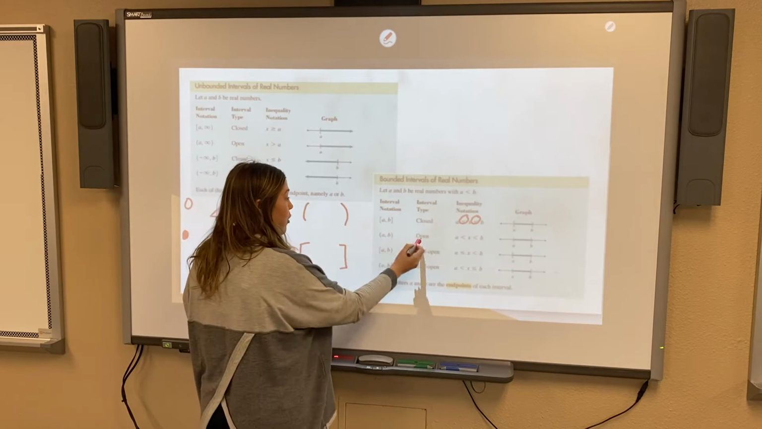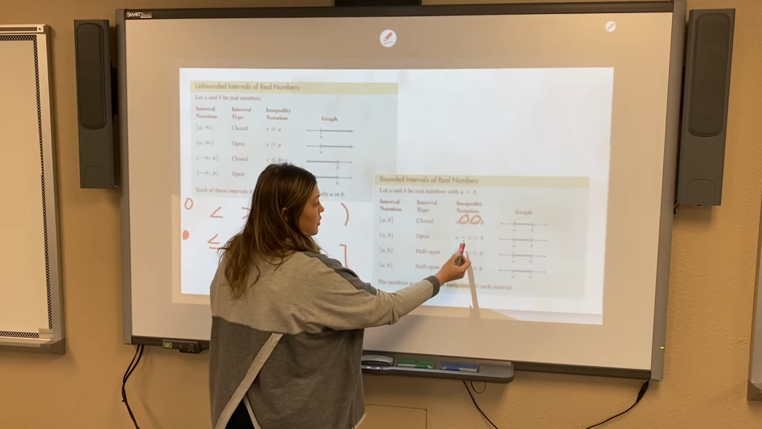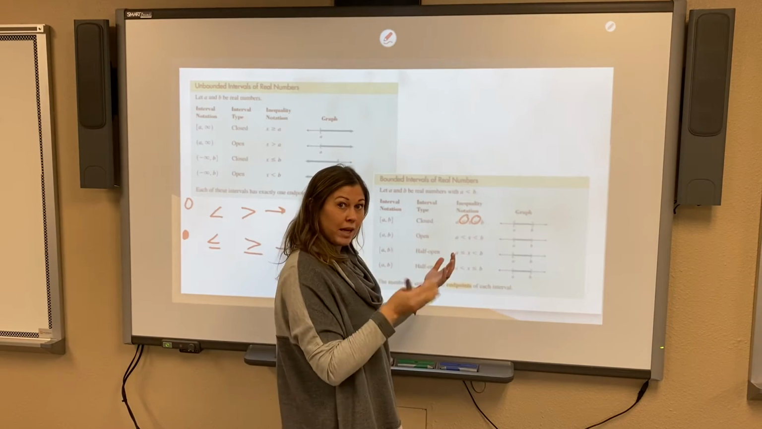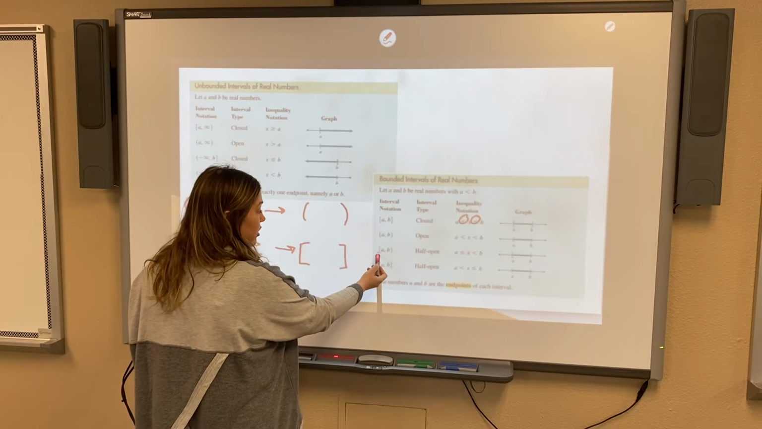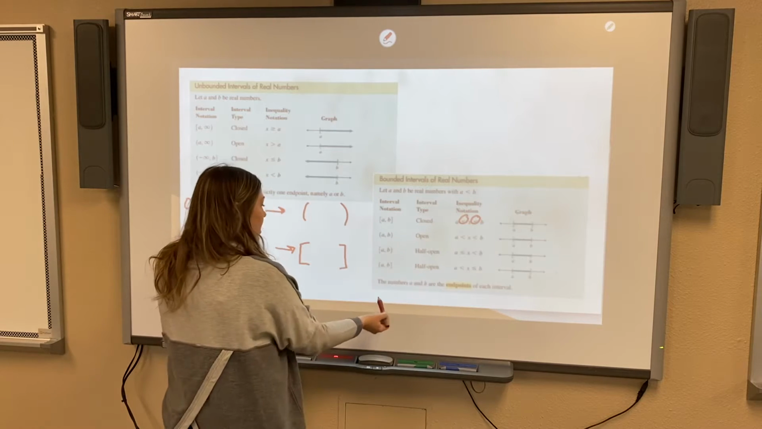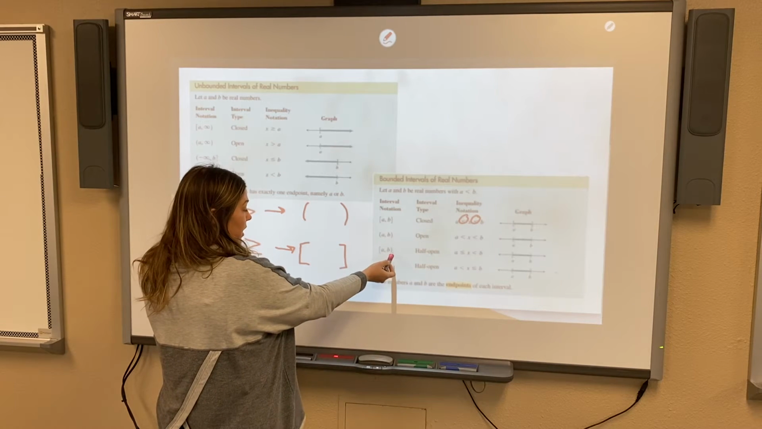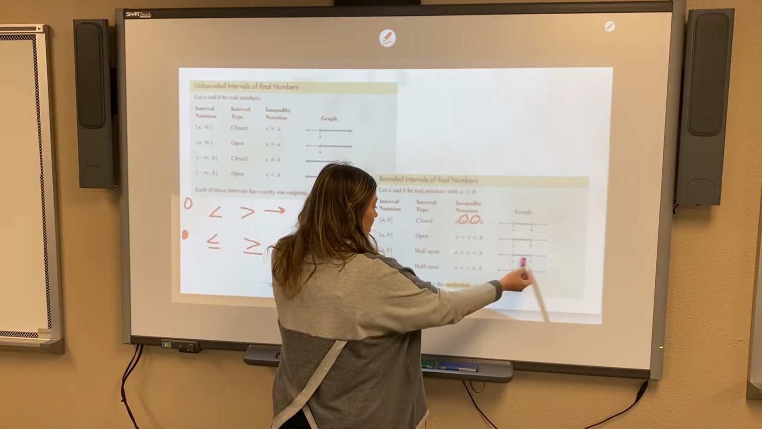Here they're open parentheses, so that means A and B are not included. So it's all the numbers between A and B, but not A and B. And the same, you could have alternates, like one can be half open and one half closed, or half open, half open. So one can be included and one cannot be included, like A is included and B is not included.